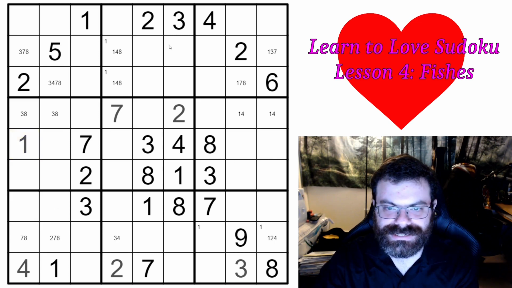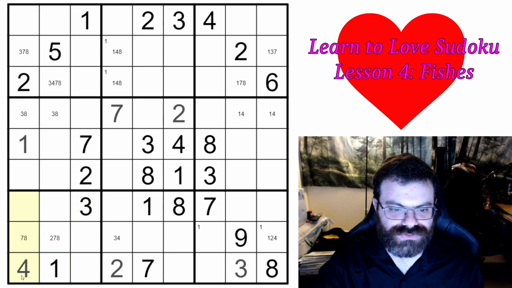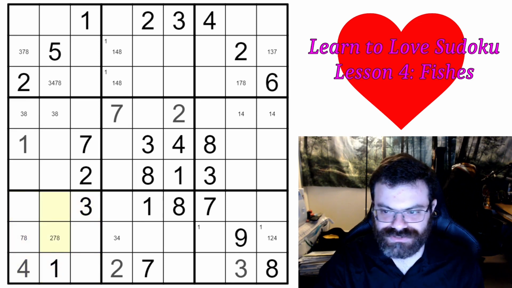Okay. What else do we have? I was looking at 2s, I think. So 2s, look down here. So 2 is in one of these 2. 2s are looking here. That's 3 cells. I'm not going to mark that.